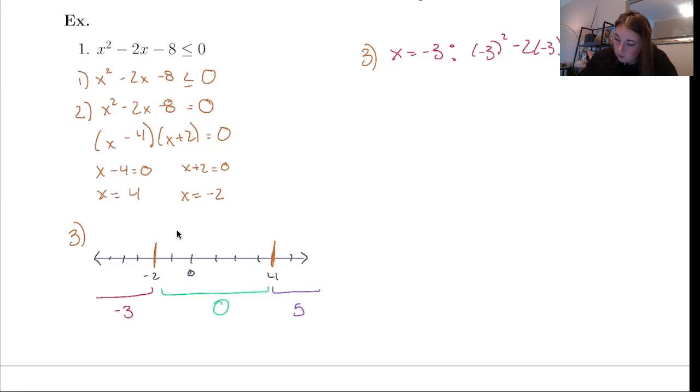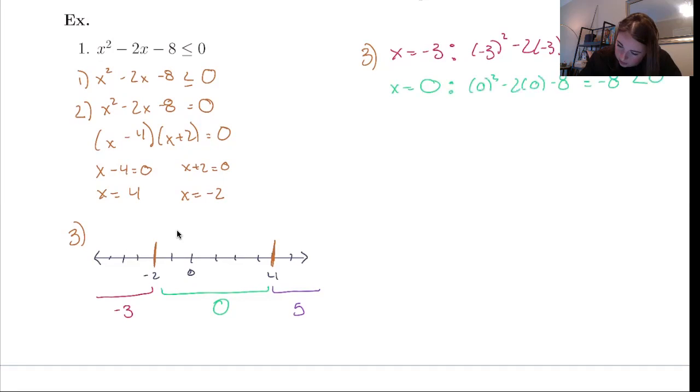15 minus 8. It's definitely greater than 0. Okay, so no, that's not going to work. What about when x equals 0? Well, then we get 0 squared minus 2 times 0 minus 8. That's going to equal -8, which is less than 0. Perfect. So check mark. I'll put an X right here.